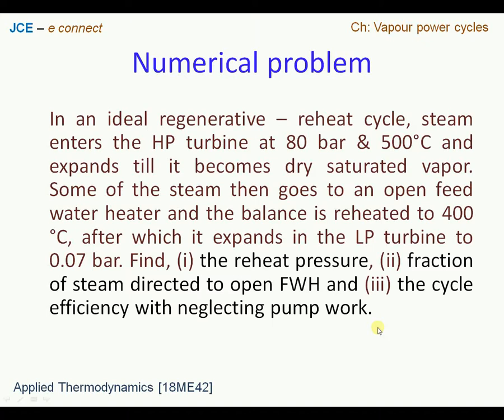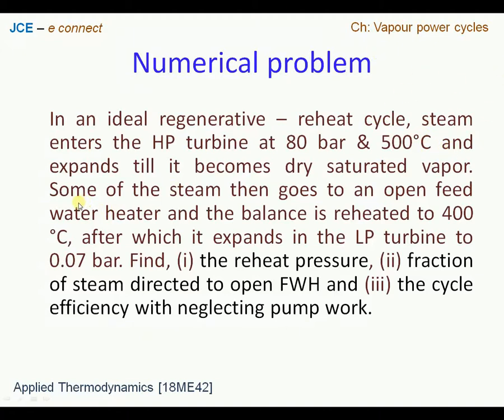So here we have a problem which says that in an ideal regenerative reheat cycle, so we have a reheat process and a regenerative process, steam enters the high pressure turbine at 80 bar and 500 degrees Celsius, and it expands in the high pressure turbine until it becomes a dry saturated vapor. If you could recall, on a TS plot we have a saturation dome, and the right side part of the saturation dome is called the dry saturated curve or saturated vapor curve. So it is falling on that point exactly.